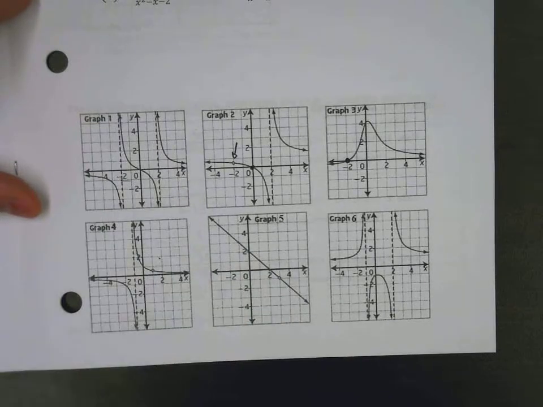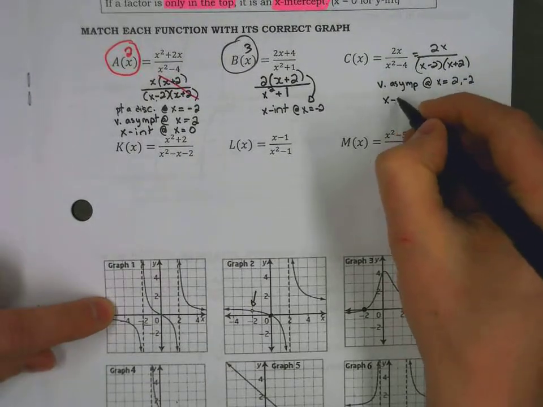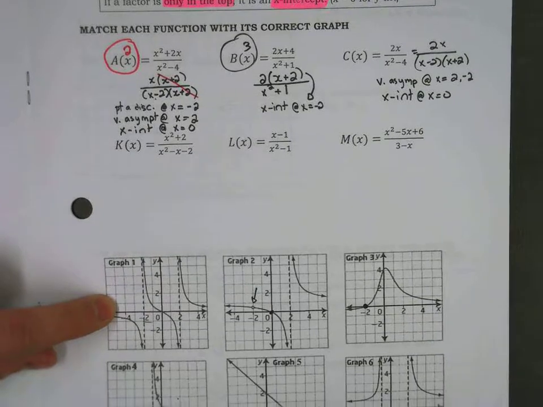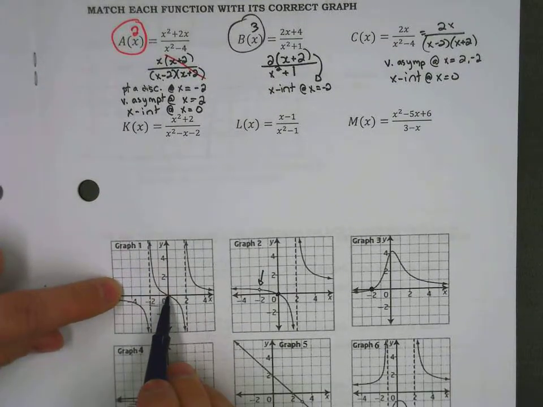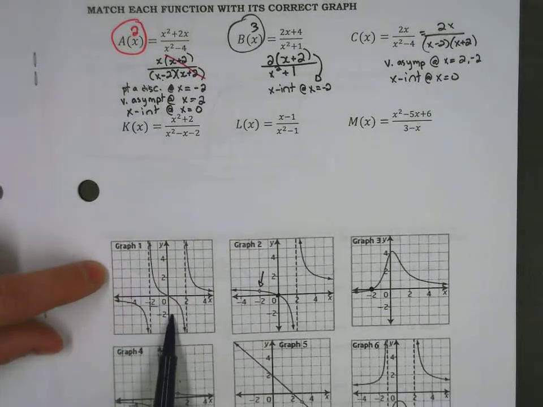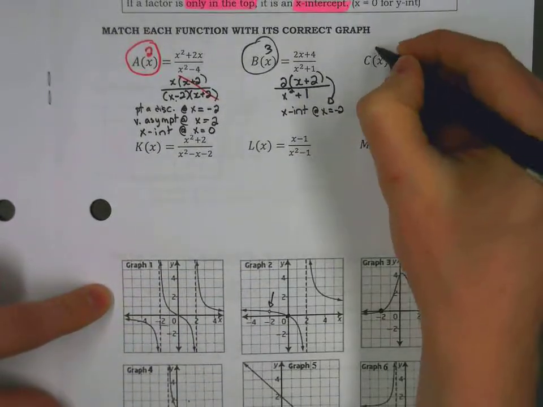I already know that this is graph 1, but just to confirm, I should see an x-intercept at x equals 0 because there's a factor that's only on the top. There is no point of discontinuity because there's no matching factor top and bottom, so I don't see a point of discontinuity. So this was graph 1.